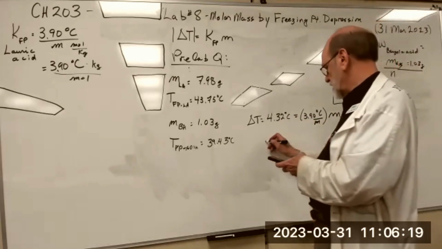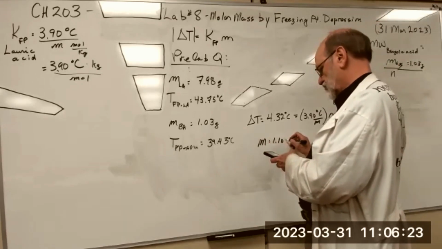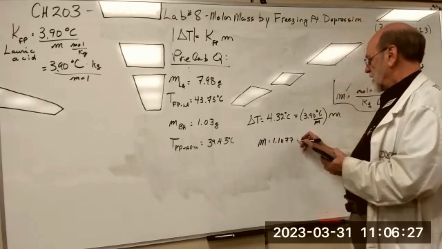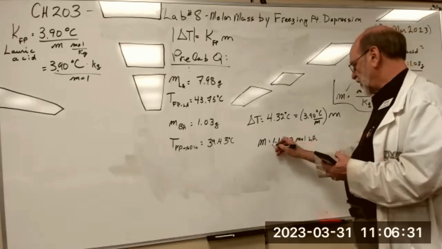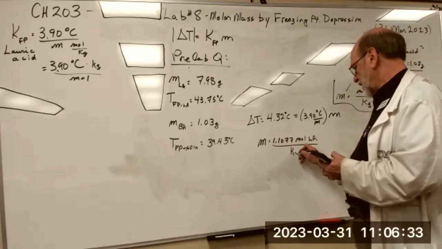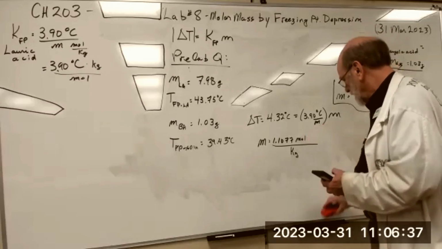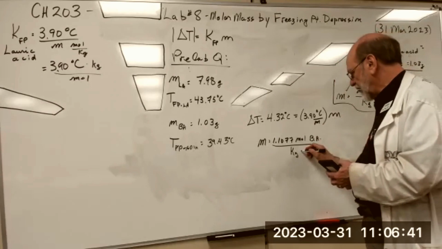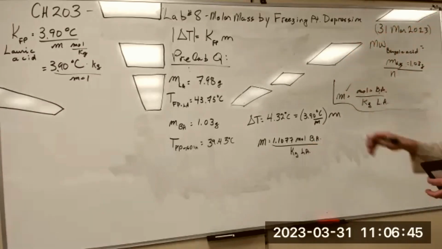So I get molality equals 1.1077 moles of benzoic acid per kilogram of lauric acid. There we go. That's the molality.